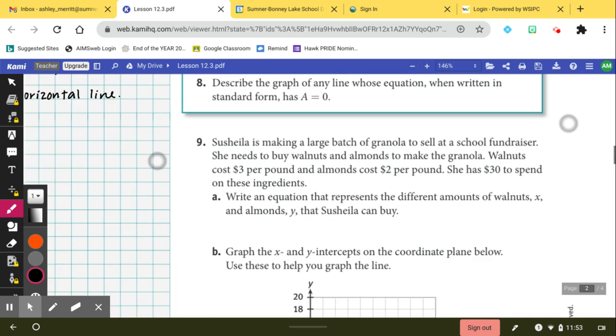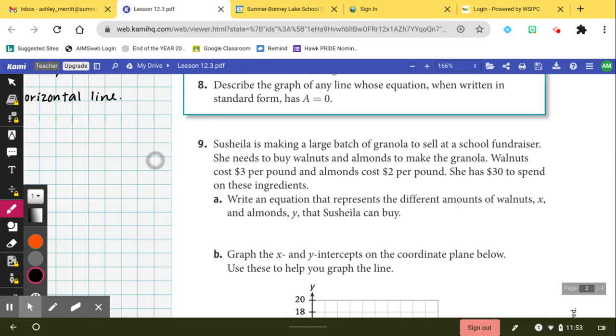So it says, Shushela is making a large batch of granola to sell at a school fundraiser. She needs to buy walnuts and almonds to make the granola. Walnuts cost $3 per pound and almonds cost $2 per pound, and she has a total of $30 to spend on those ingredients. So it says, write an equation that represents the different amount of walnuts and almonds that Shushela can buy.